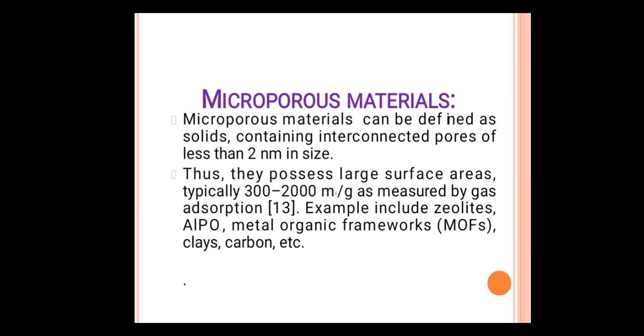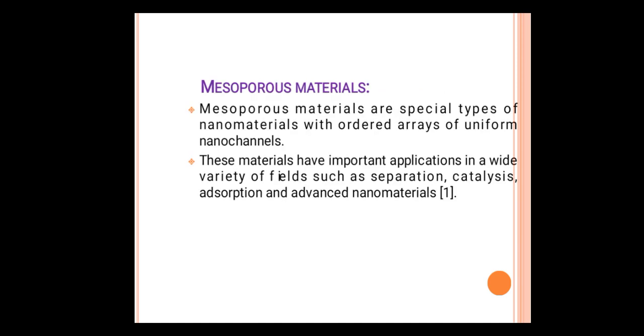Now what are microporous materials? Microporous materials can be defined as solids containing interconnected pores of less than 2 nanometers in size. Thus they possess large surface area, typically 300 to 2000 m²/g, as measured by gas adsorption. Examples include the zeolites, metal organic frameworks, clays, carbon, etc.